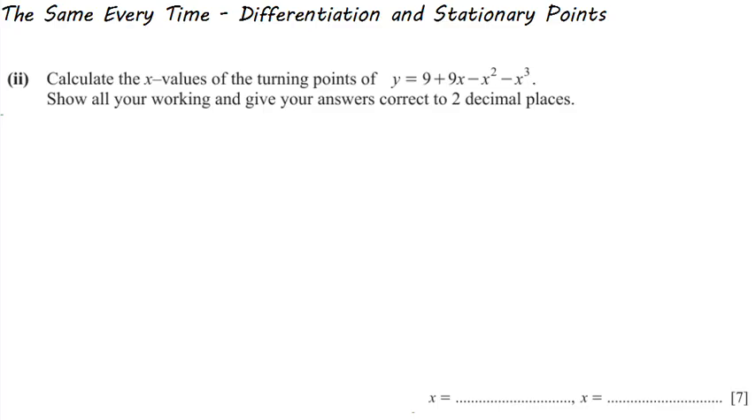And here is the next part of the question. Right, calculate the x values of the turning points of that, which is the function we just saw. Show all your working and give your answers correct to 2 decimal places. They only want x values here, not coordinates, so that's making things slightly easier. However, looking at the marks, they're giving us 7 marks for this, so there's going to be some work involved here.